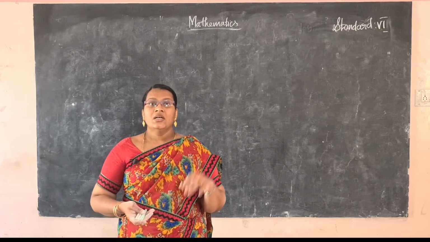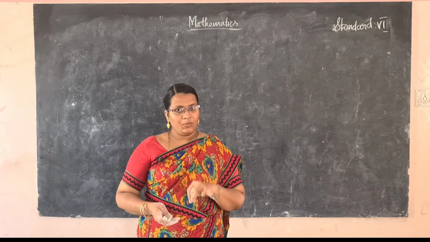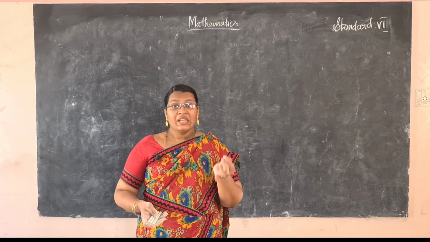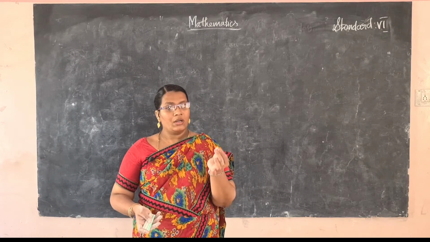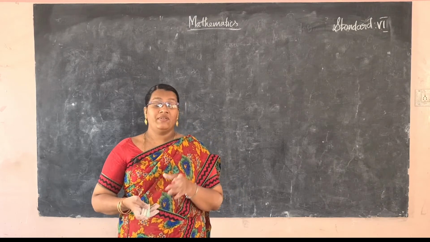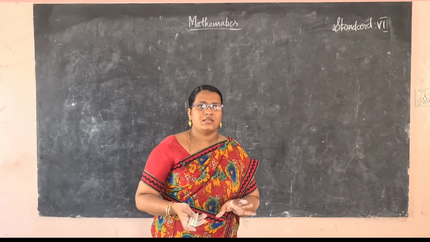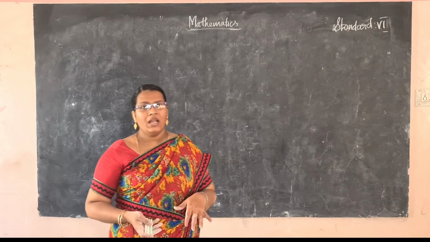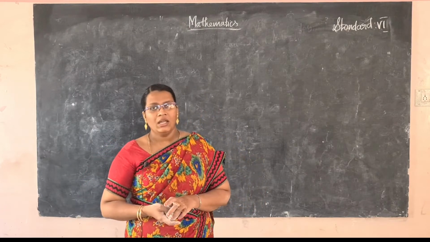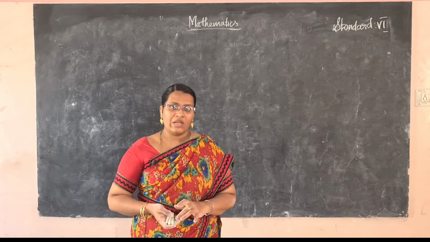What is that? Multiplying two positive integers, we get a positive. Multiplication of two negative integers, we get a positive integer. Two integers with different signs, when multiplied or divided, we get a negative sign. Multiplication and division follow the same rule.